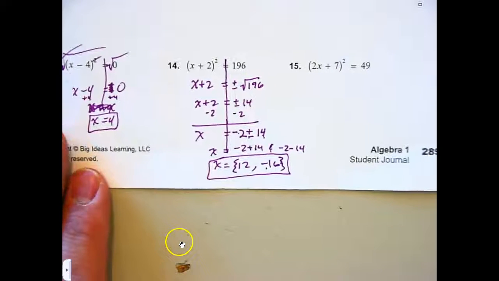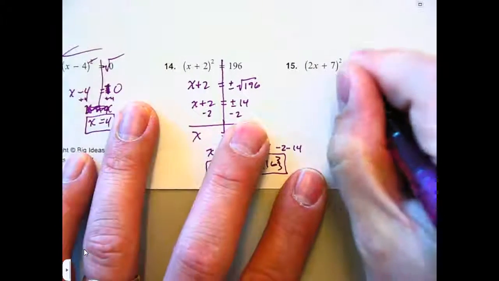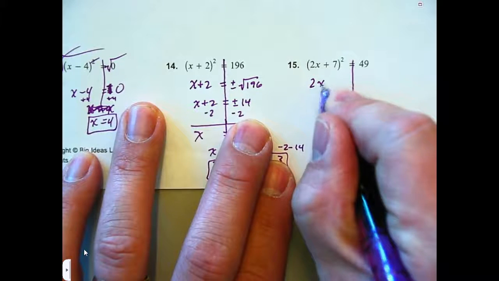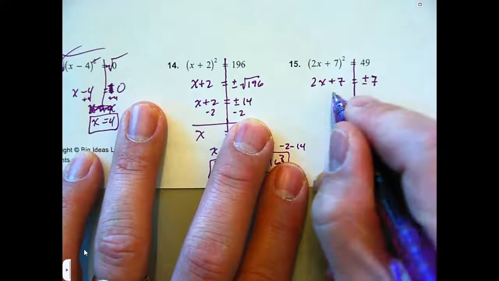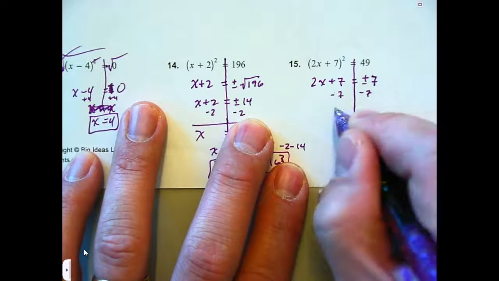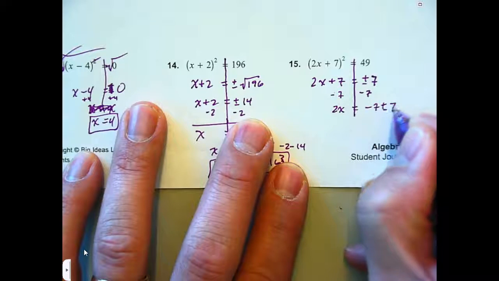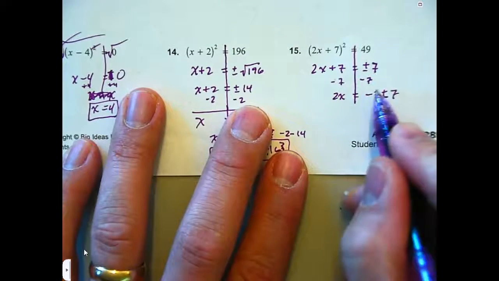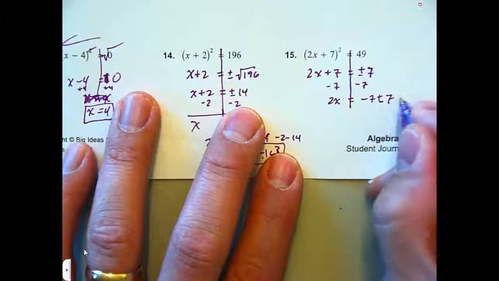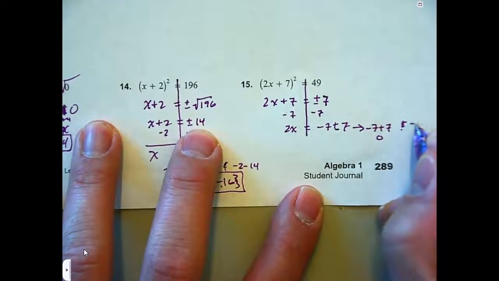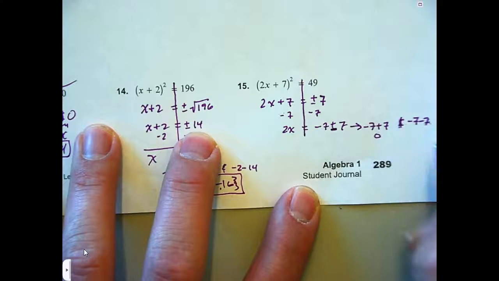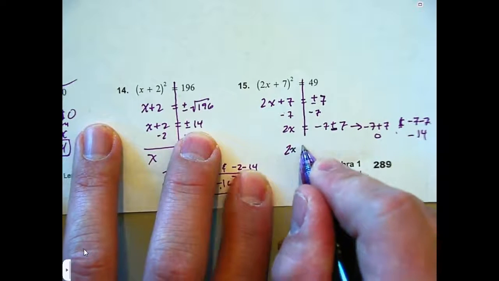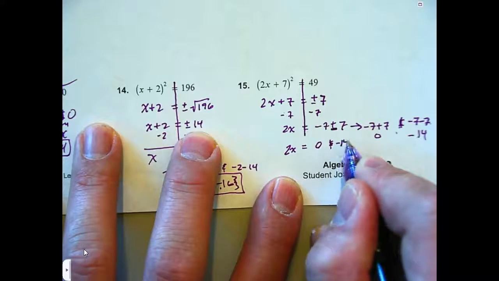Okay, I want you to try number 15, please. First step, apply the root, right? So we get plus minus 7. Next step is? Subtract 7. So you get 2x is equal to negative 7 plus minus 7. Okay, so you could do the math over here right now if you want. So negative 7 plus 7 is 0. And negative 7 minus 7, what's that? Good, negative 14. So these are your two answers right now. So you have 2x is equal to 0 and negative 14. So what's the next step?